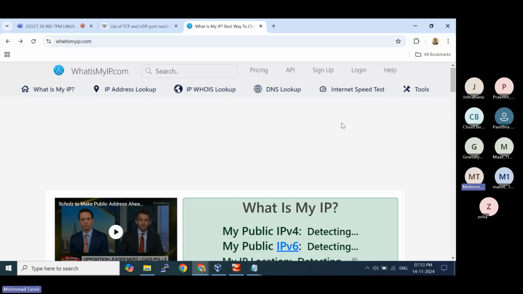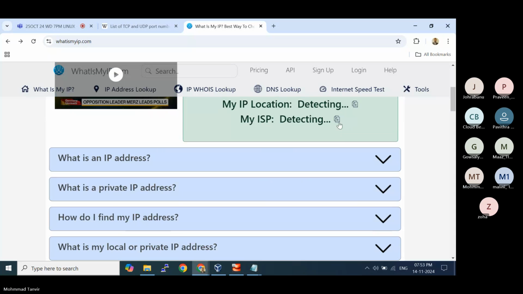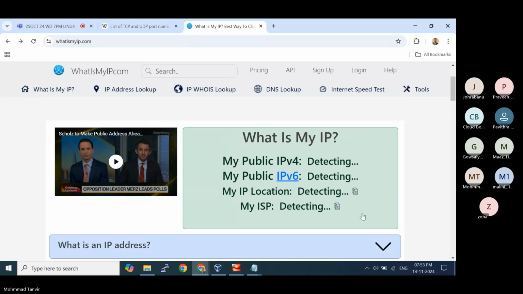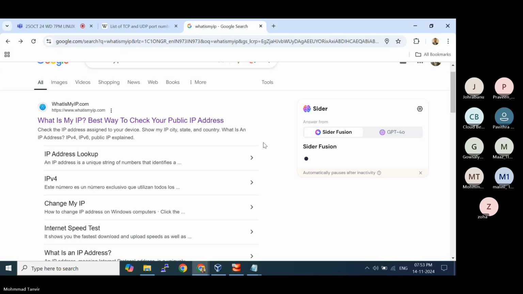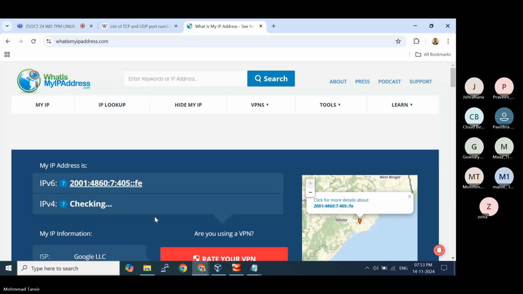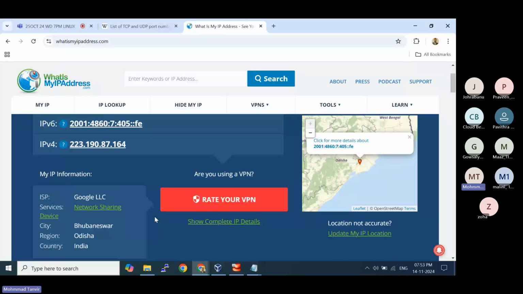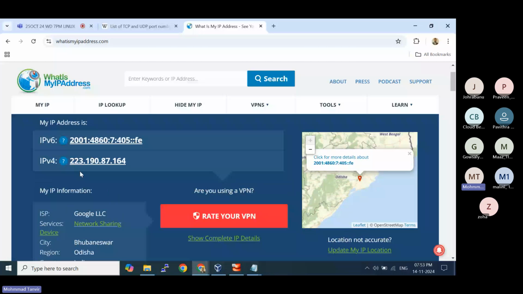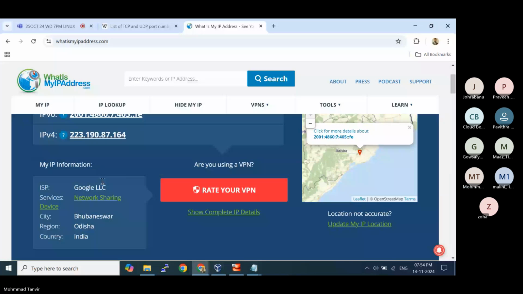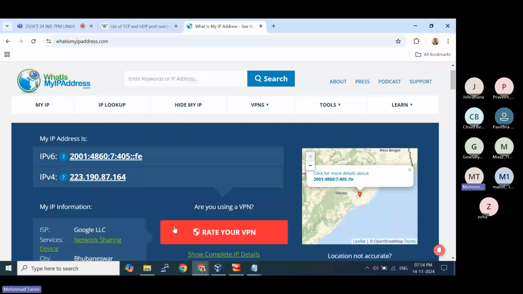So still it is detecting. I think I'll go to another site. What is my IP address? You see, it is not 192.168. This is showing the IP address of my laptop's connection. So this is about the public IP address.